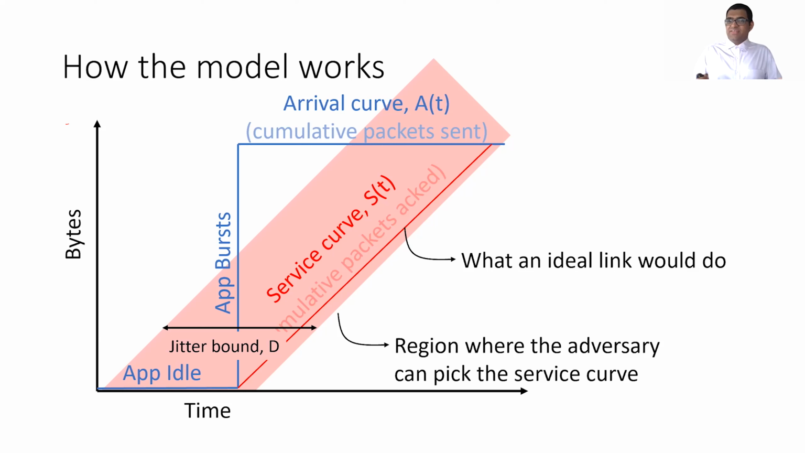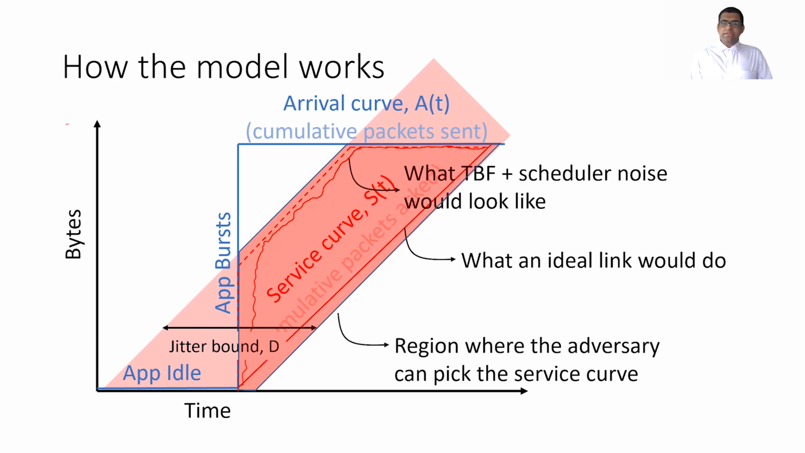There are also lots of other constraints. For instance, the service curve cannot be greater than the arrival curve. Therefore, the service curve has to be in this region. The other constraints ensure that the model has the two properties that we discussed earlier. Now, if the adversary wanted to emulate a token bucket filter plus some scalar noise, it would pick a curve that looks like this. It can also pick any other curve in this region.